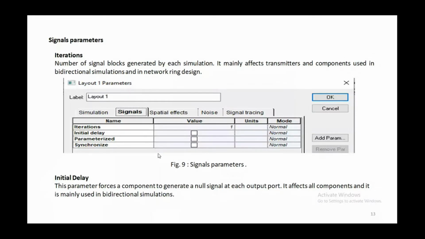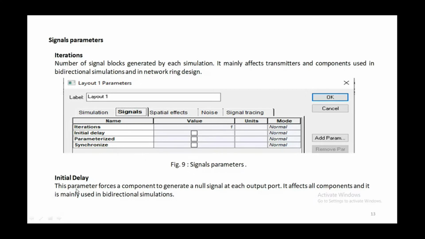Then next one is the signal parameters. The first one is iterations, meaning the number of signal blocks generated by each simulation. It mainly affects the transmitter and components used in bidirectional simulations and in network ring designs. Normally it is defined as 1 by default. You can change it according to your applications and requirements.